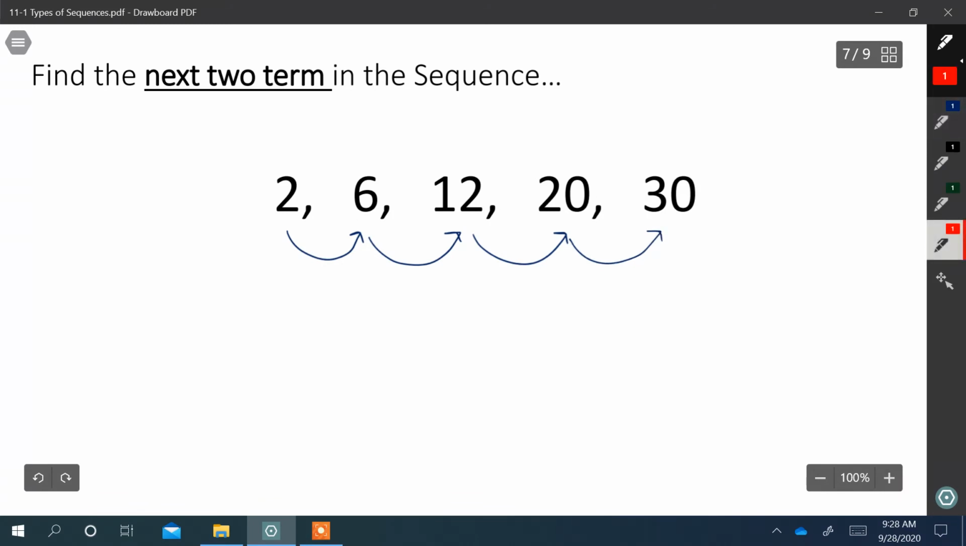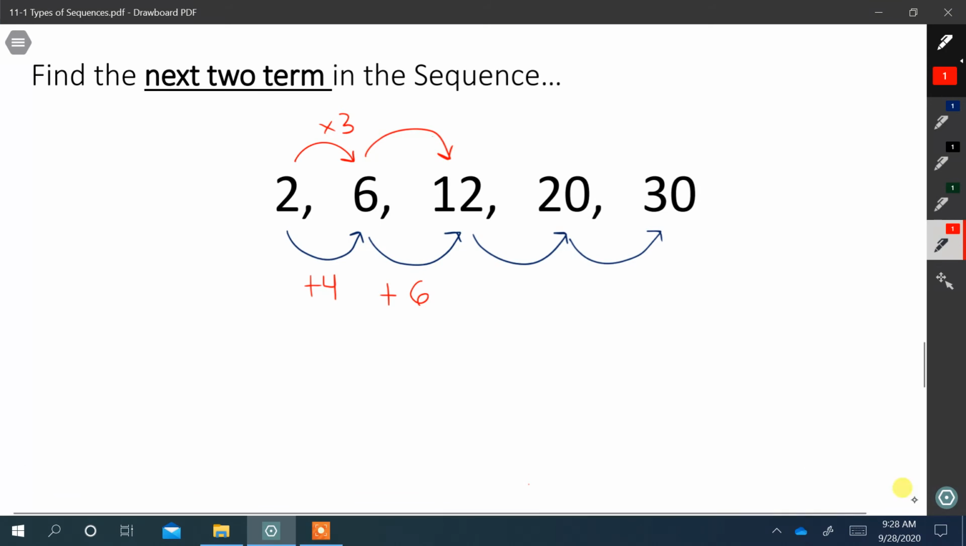It seems to me that the common difference in this will be, well, 2 plus 4 will be 6. And then the difference between 6 and 12, well, that will be 6. Are we multiplying? Is it times 3? But 6 times 3 is not 12. So we can see that it's not geometric. Then it's not arithmetic either because we're not adding the same number.